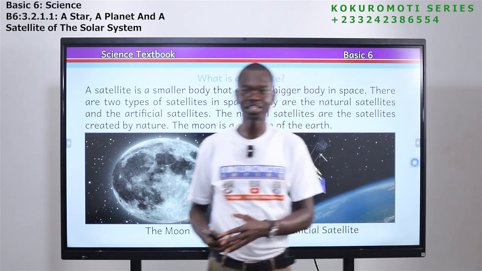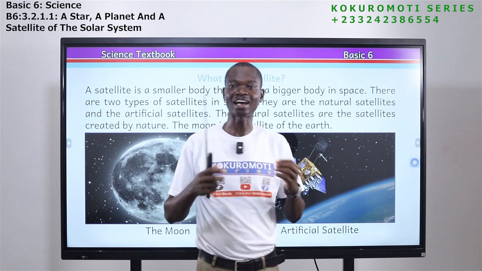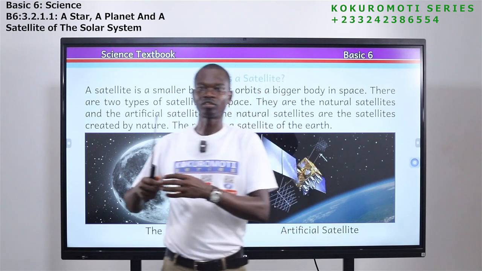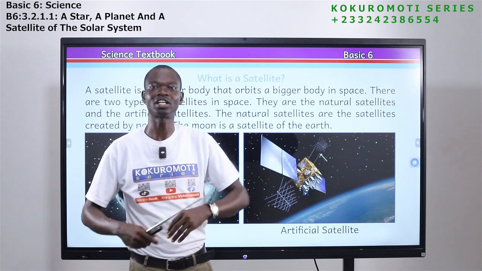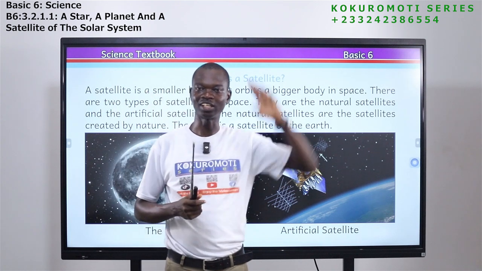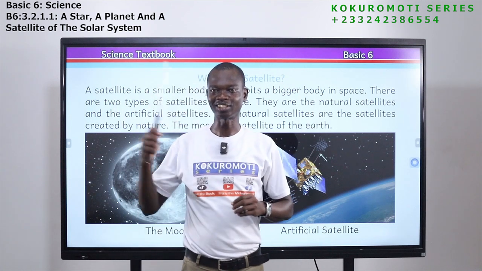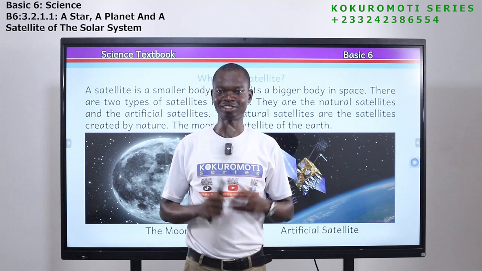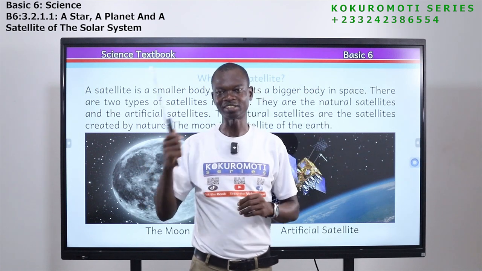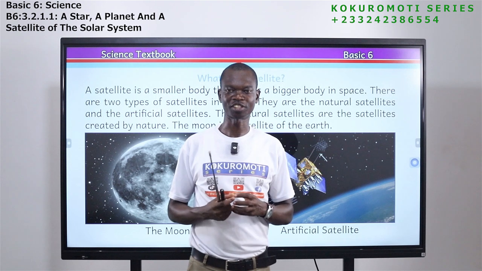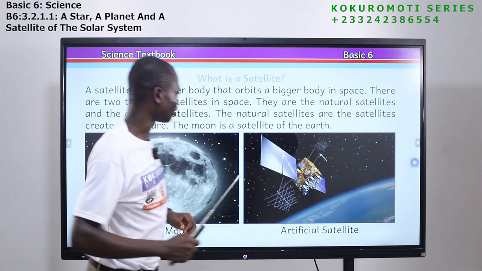And then we have artificial satellites. Artificial satellites are satellites that were created by human beings. So you too can create your own satellites. You launch it in space, and then it will go around the Earth. So a lot of satellites are there. They move around the Earth to pick up information. Okay, we shall look at them.